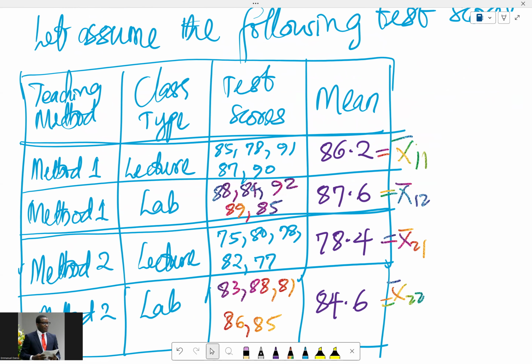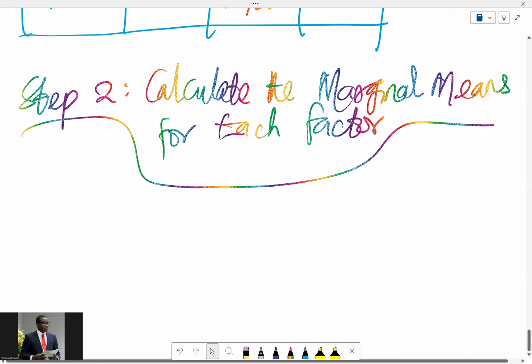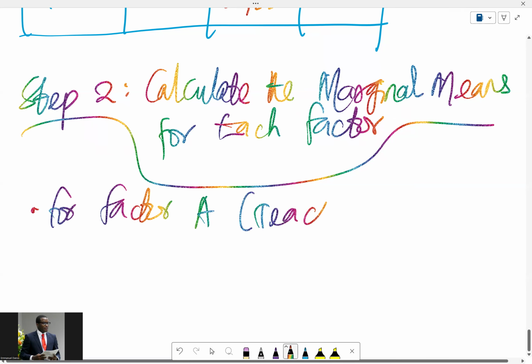Oh, yeah. So marginal mean now. So calculate the marginal means for each factor. Now for factor A, which is teaching method, it's more like calculating the mean on the broad level. So calculating the overall mean. That's what this simply means.